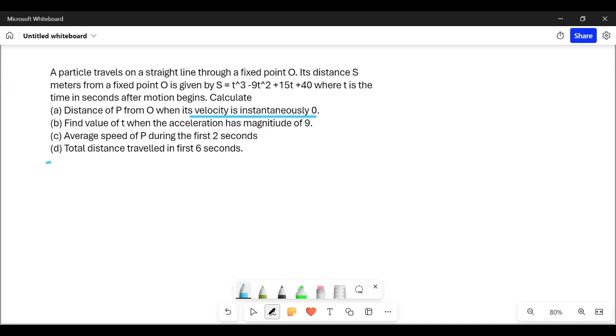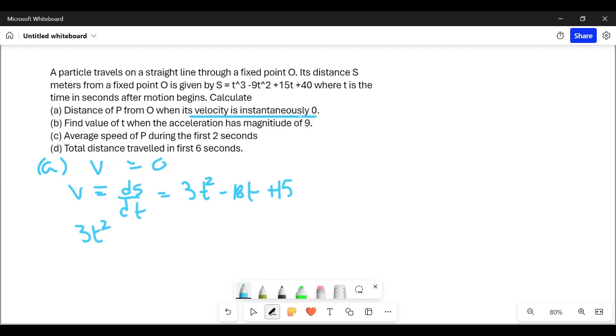So for part A, the velocity is equal to 0. And how do we find velocity from distance, or displacement? We do ds over dt, which is going to give us 3t squared minus 18t plus 15. Equate this to 0. So 3t squared minus 18t plus 15 equals 0. I'm going to take 3 common and divide it with 0. So t squared minus 6t plus 5 equals 0.